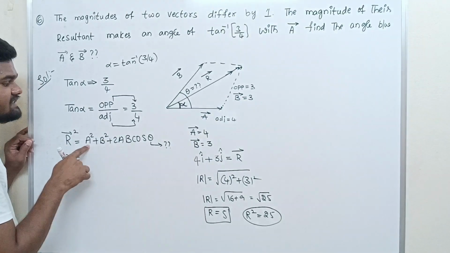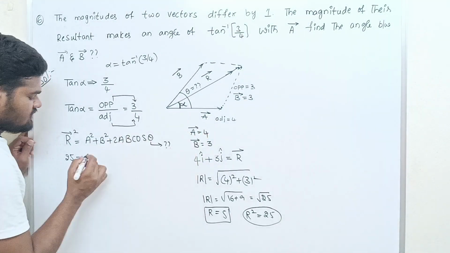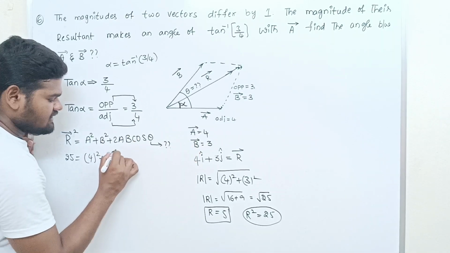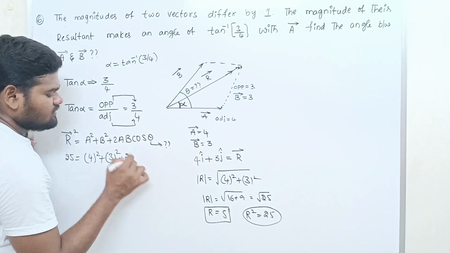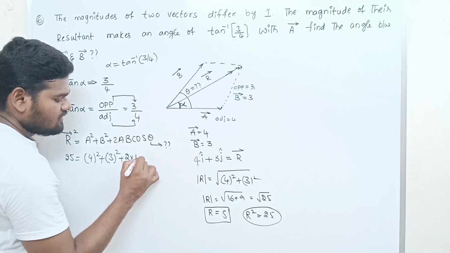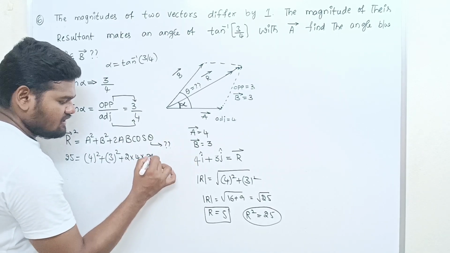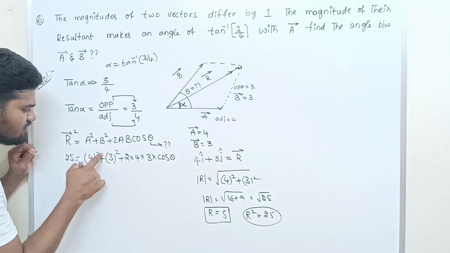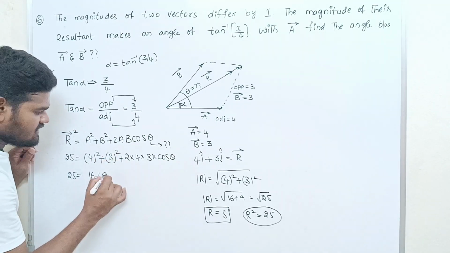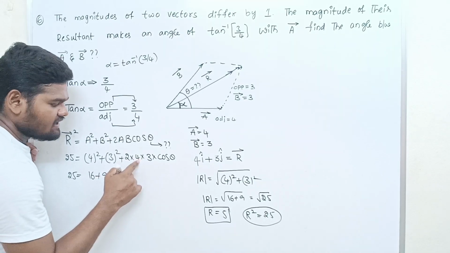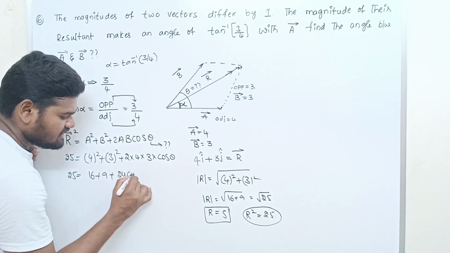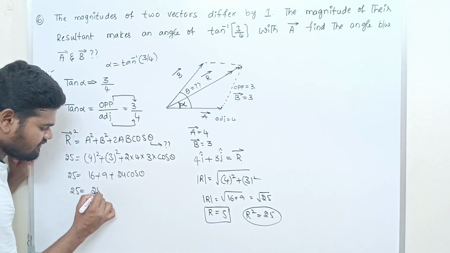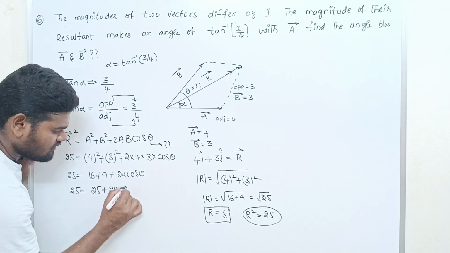So what is r square? 25, that is equal to, what is a square? The value of a is how much? 4 square, plus what is b square? The b value is 3 square, plus 2 into, what is the value of a? 4. What is the value of b? 3 into cos theta. Okay, so 25 is equal to 4 4s are 16, plus 3 3s are 9, plus 2 4s are 8, 8 3s are 24 cos theta. So 25 is equal to 16 plus 9, 25, plus 24 cos theta.